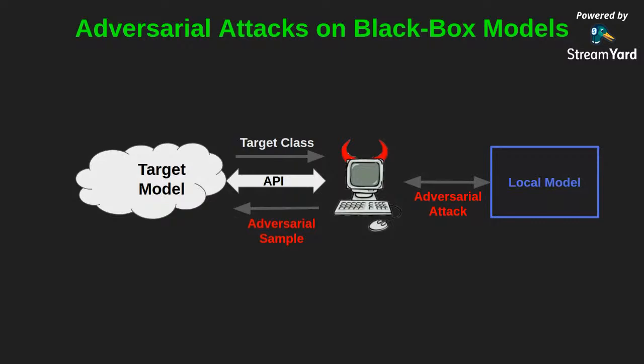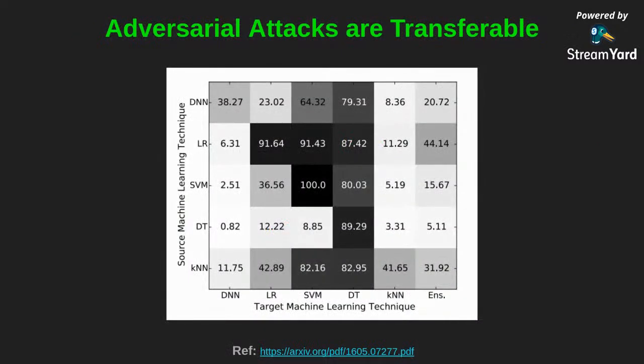Now, there is research which shows that adversarial learning attacks are transferable. What that means is, let's say one model is completing the same objective of classification, the adversarial samples for that model can also be transferred to different models that are doing the same task. So basically, you can build your own model, generate adversarial samples for that model, and then use those adversarial samples to perform an attack against the target model. So this is totally possible.